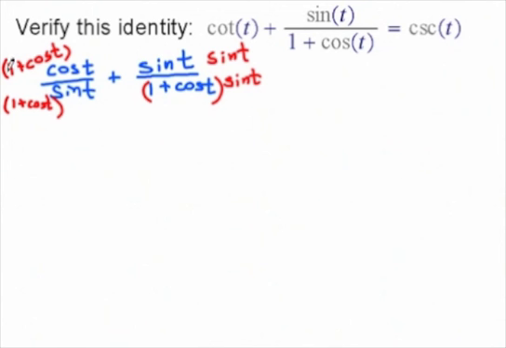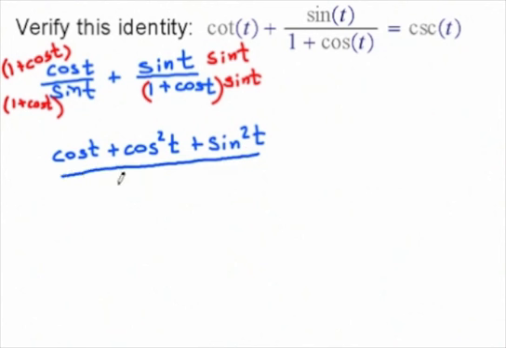Here we're going to get cosine t plus cosine squared t after we distribute, plus sine squared t, all over, and I'm not going to distribute the bottom because I know I want that sine of t to kind of hang out. So I'm just going to write it as the common denominator, 1 plus cosine of t times sine of t.